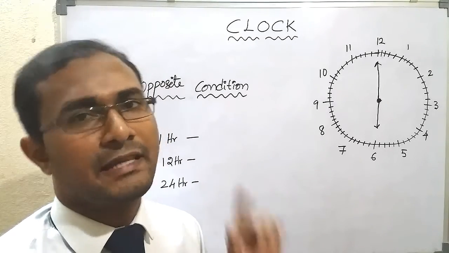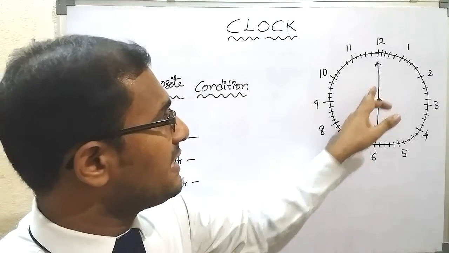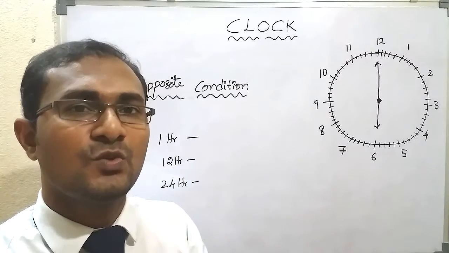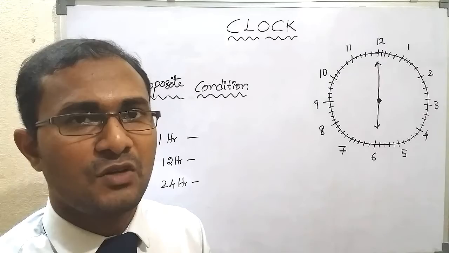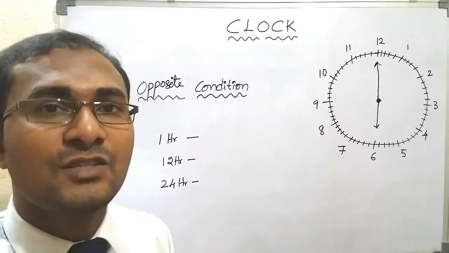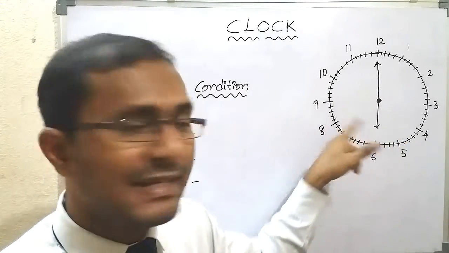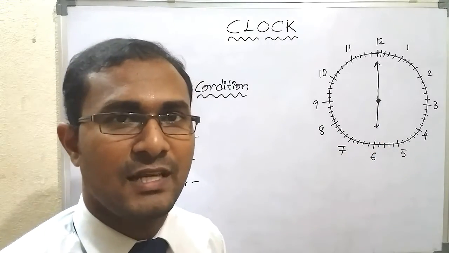Now let us see the next condition, the opposite condition. The opposite condition means the minutes hand and the hours hand must be lying on the same straight line, with the hands lying opposite to each other. Here also, the best example for the opposite condition is 6 o'clock. When the time is 6 o'clock you can clearly see the 180 degrees condition, the opposite condition between the hours hand and the minutes hand.